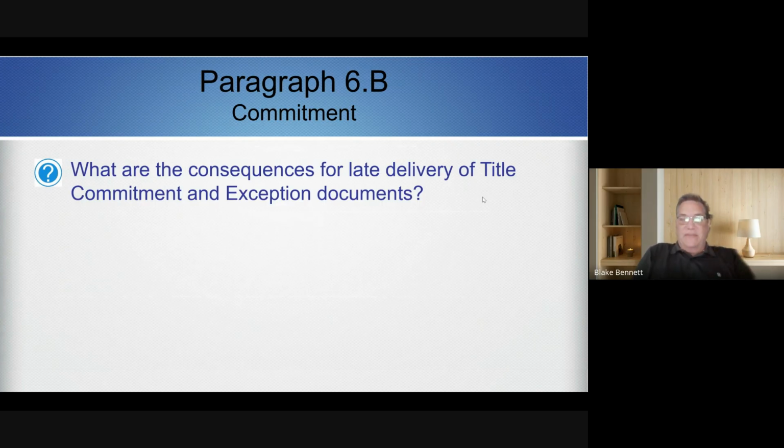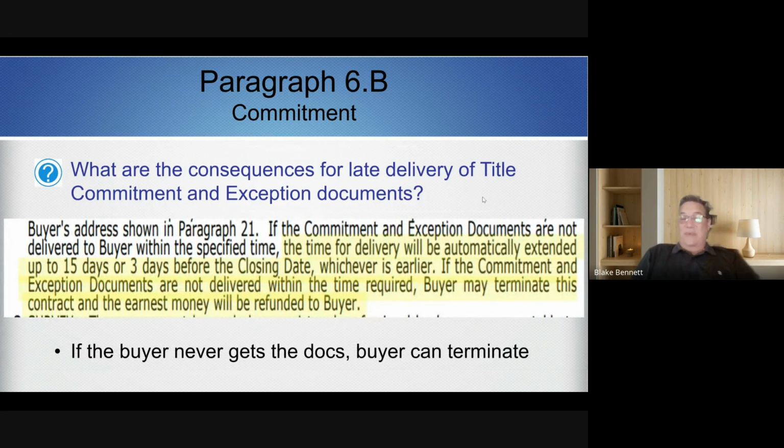Consequences for late delivery of these exception documents by title. Well, it says it right there in the contract. The time for delivery will be automatically extended up to 15 days or 3 days before the closing date, whichever is earlier. If the commitment and exception documents are not delivered within the time frame, buyer may terminate this contract and the earnest money will be refunded to buyer. So if the buyer never gets the docs, buyer can terminate.